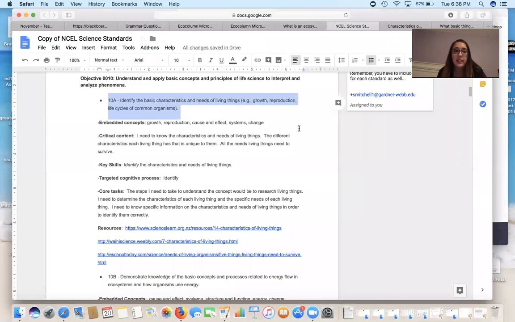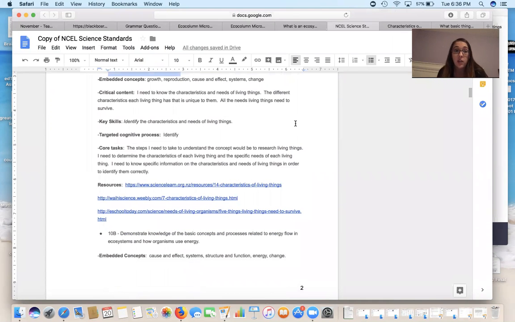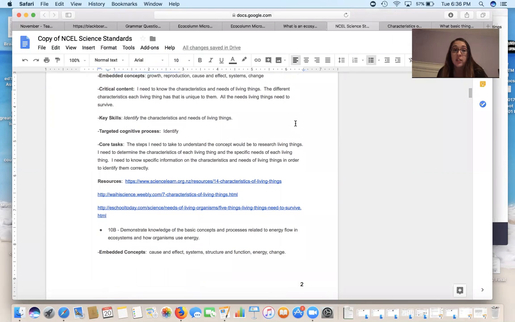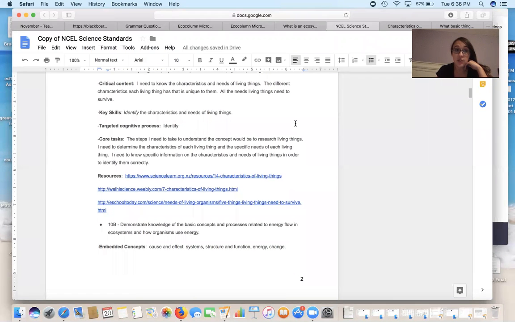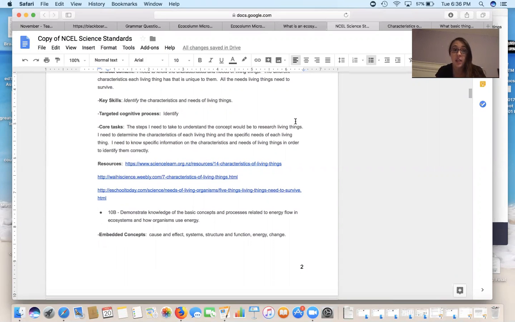All right, so we're looking at 10A, which says, identify the basic characteristics and needs of living things. Examples look at the growth, the reproduction, the life cycles of common organisms. So your concepts are growth, reproduction, cause and effect, systems, and change. Okay, you need to know the characteristics and needs of living things. So first you need to determine the unique characteristics of living things. You need to know the needs of living things, what they need to survive. Your skills are going to be identify the characteristics and needs of living things. So your targeted cognitive process is to identify.